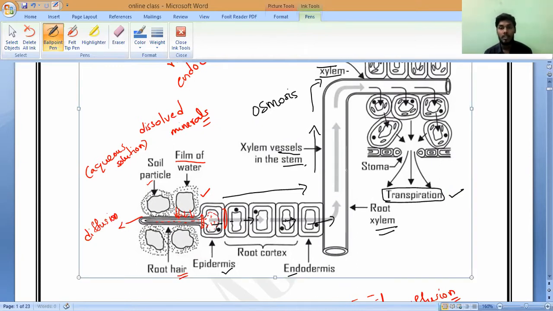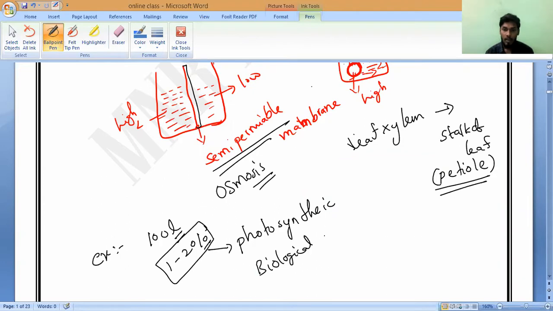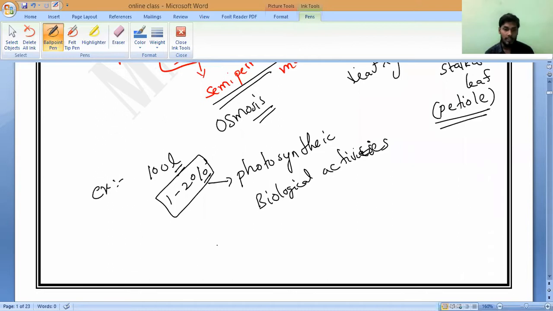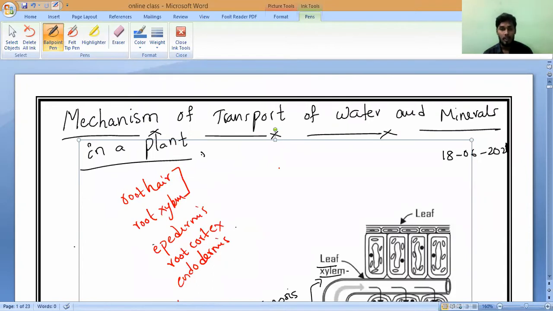So only 1 to 2% of the water is utilized for photosynthesis and other biological activities of plants, and all the remaining water is evaporated by the process of transpiration. It is just like 1 or 2 liters of water being utilized. So this is what we call the mechanism of transport of water and minerals in a plant.